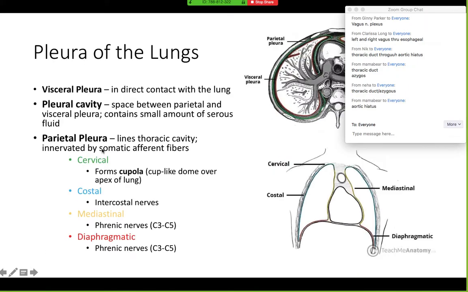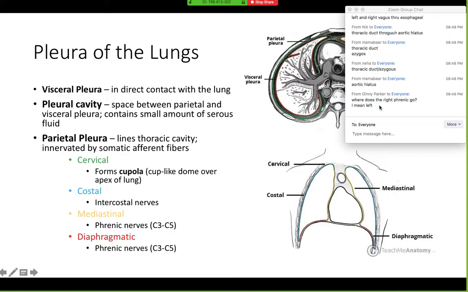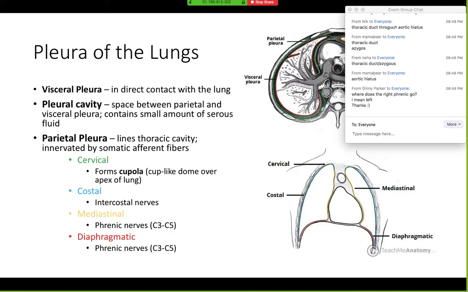Okay. So pleural cavities. So on this slide, you want to know the difference between visceral pleura and parietal pleura. So anytime you hear parietal, where does the right? So the left phrenic, that's just piercing muscle. And the right phrenic is going through the caval hiatus. Yeah, no problem. Okay, so pleura of the lungs.